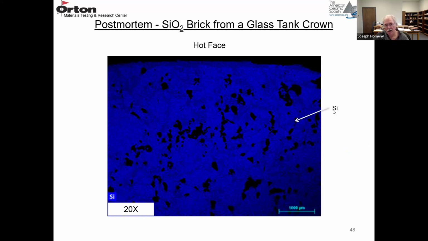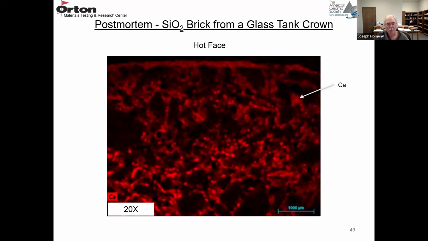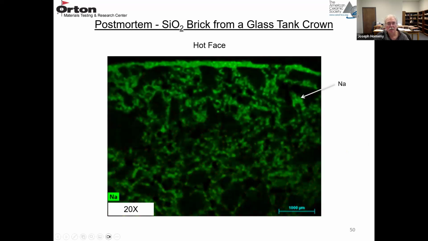So the blue is Si. It's pretty uniform. The red is the Ca. Calcium is the mineralizer. You can see it also in the slag layer that's at the top here. There's a thin slag layer on this refractory.